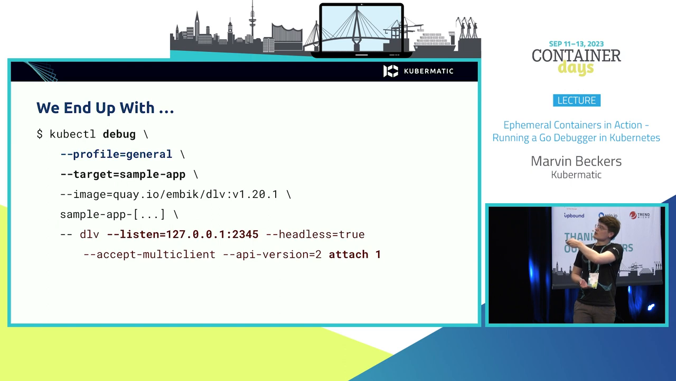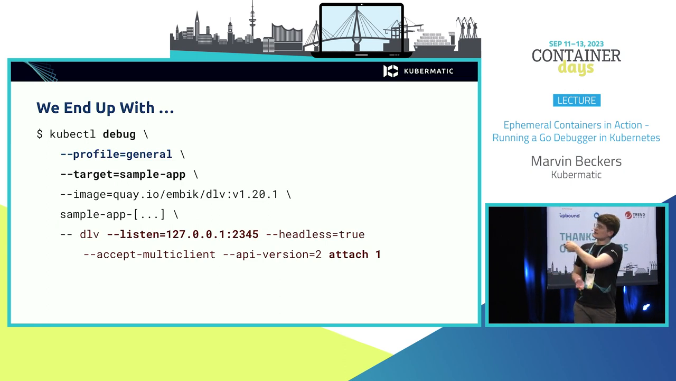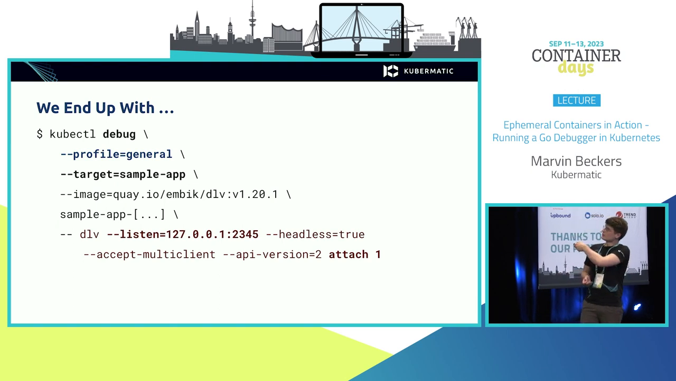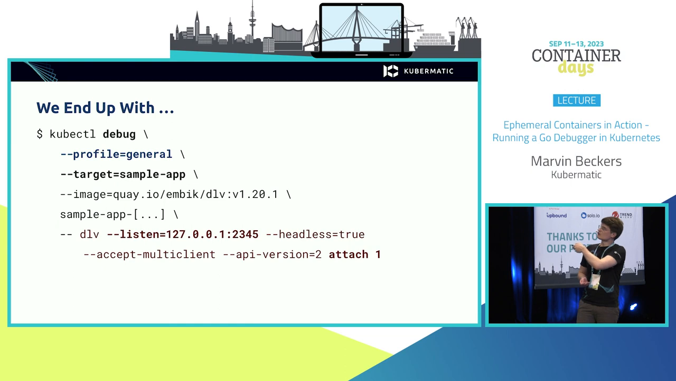I open up a port on localhost. That is all we need. We're going to see later why. We're opening a headless mode because we want this to act as a DAP server. And then there's a couple of things like I can accept multiple clients. This is the API version of the protocol that Delve has internally, which works similar to DAP. We don't really care about that. But then we attach. So we attach to the process with process ID 1.